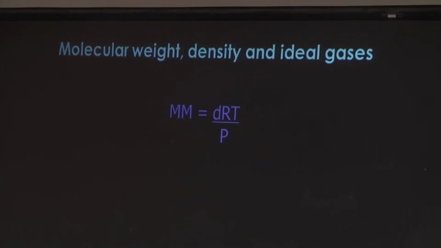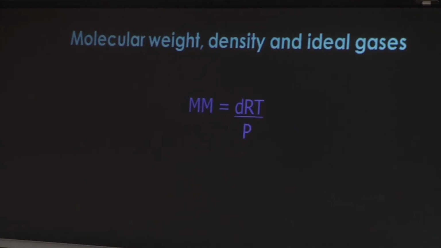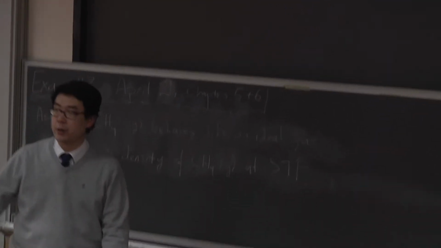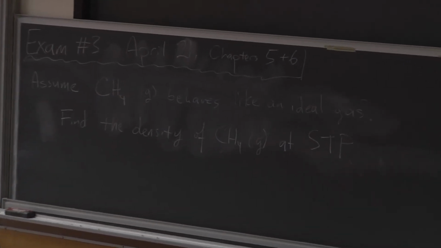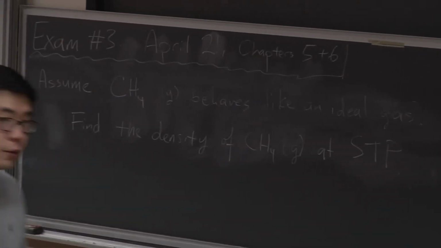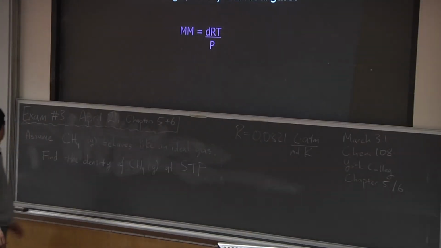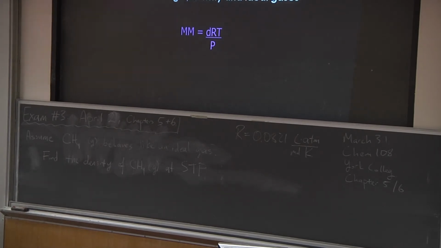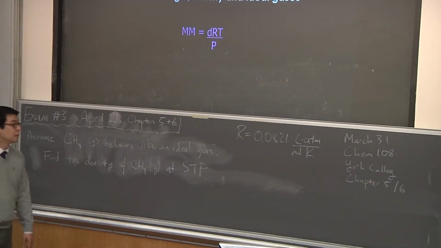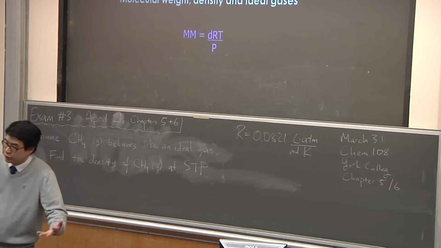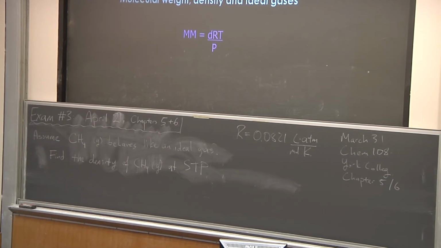Okay, so here's the question. Assume CH4 behaves like an ideal gas. Find the density of CH4 at STP. So put your heads together gently and figure it out. The value of R that has to do with liter atmospheres, right? Because STP gives you pressure, you'll generally use atmospheres, 1 atmosphere.